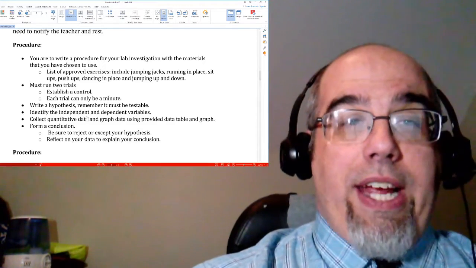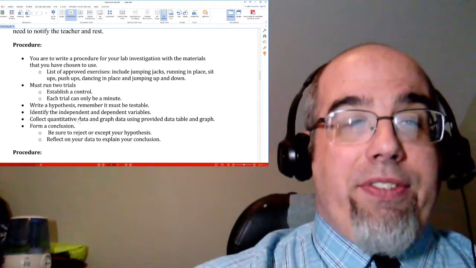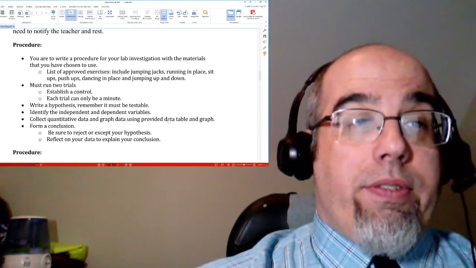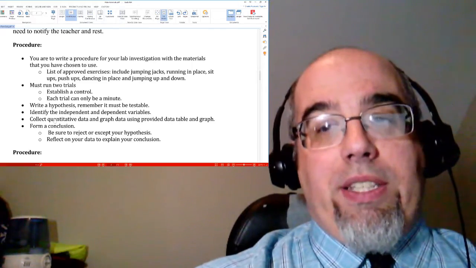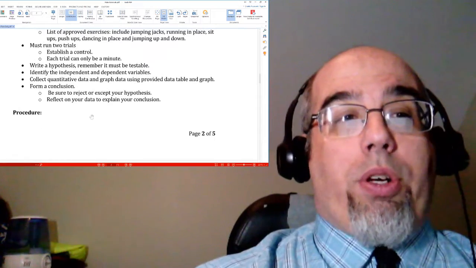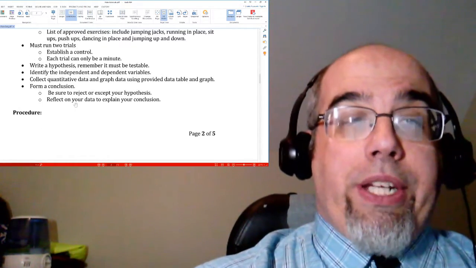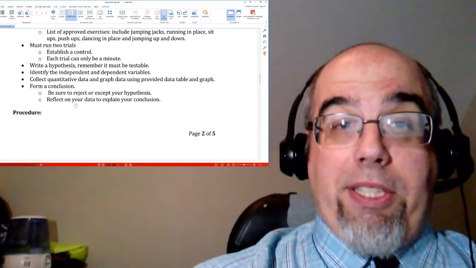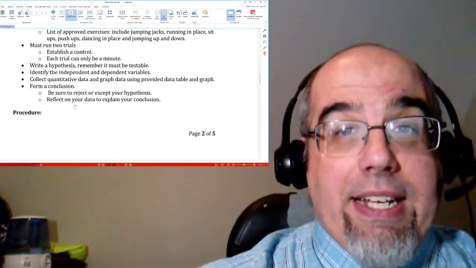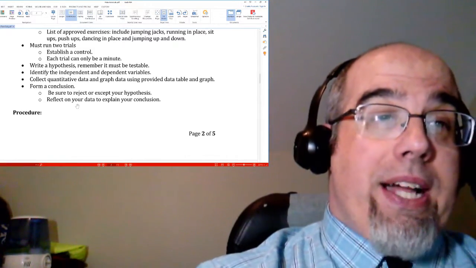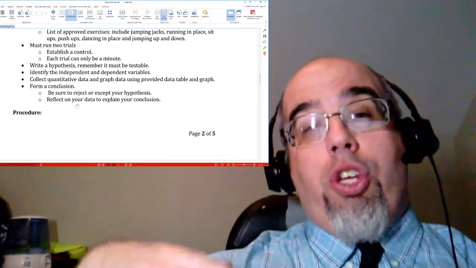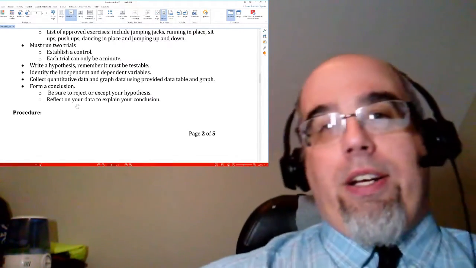You should have it. And if you don't, Schoology does. Then you're going to collect your data. Now it says collect quantitative data and graph data using the provided data table and graph. So all quantitative means is that you are measuring an amount. Then you're going to have to form your conclusion. Make sure that you either accept, which is misspelled in the lab, or reject your hypothesis and state that. Say, I accept my hypothesis, or I reject my hypothesis. And then the second part, use your data to explain that conclusion.